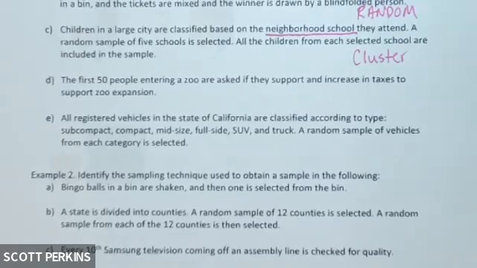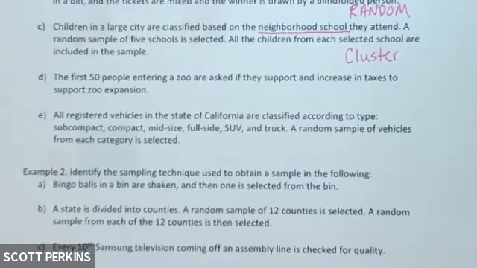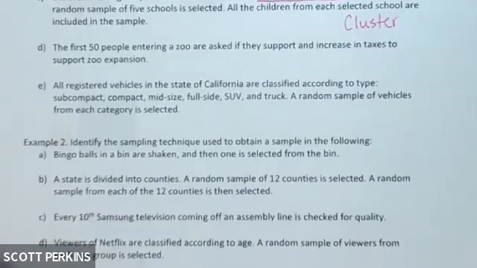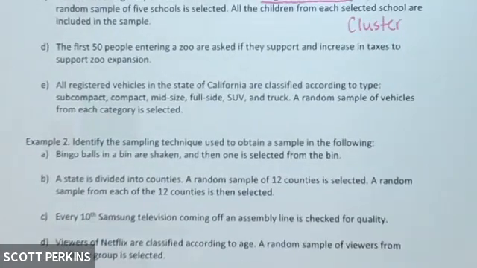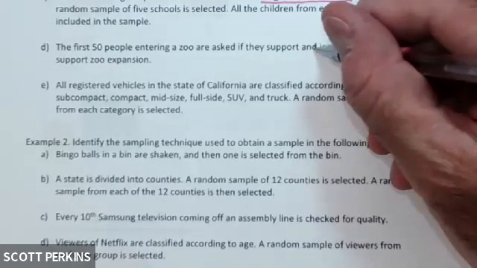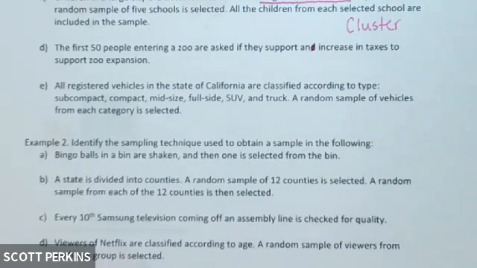That is the key to identifying the cluster sample: it's based on some sort of area. So we're looking at the schools they attend. We're randomly picking some schools, and then we're taking data from all the children in each of the schools. Great job. D: the first 50 people entering a zoo are asked if they support an increase in taxes to support zoo expansion.